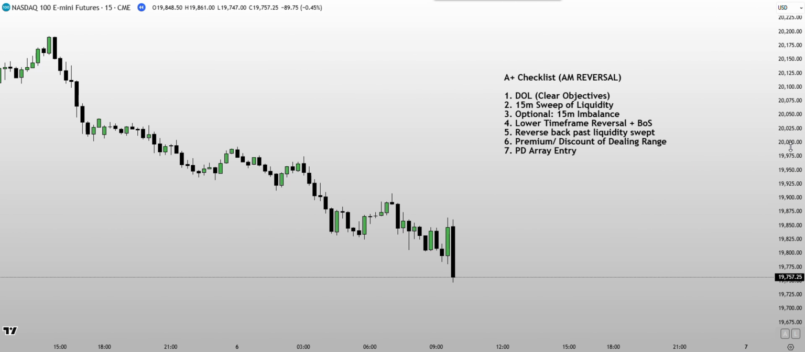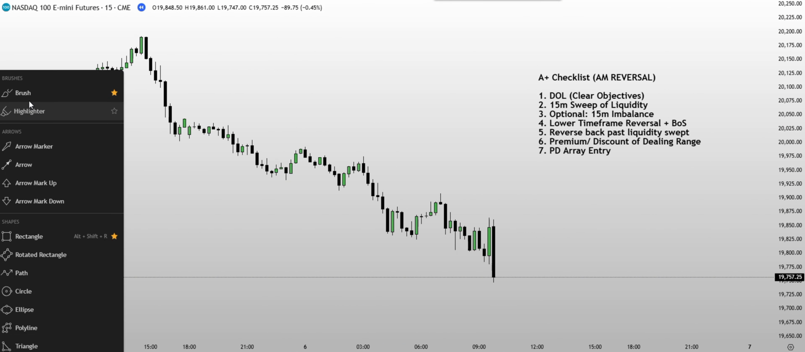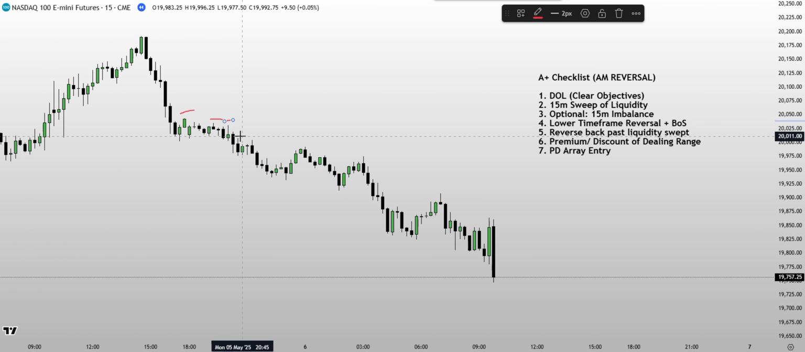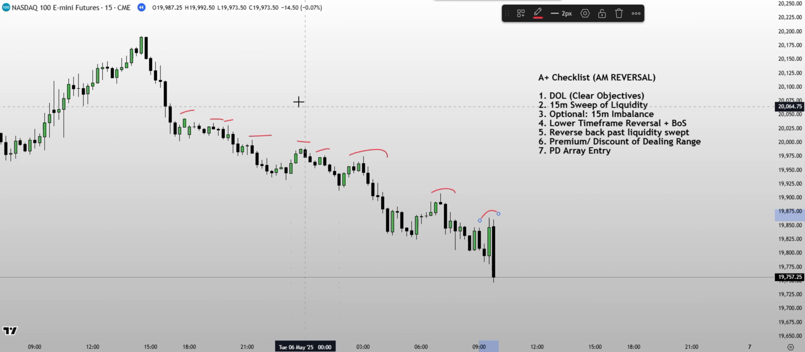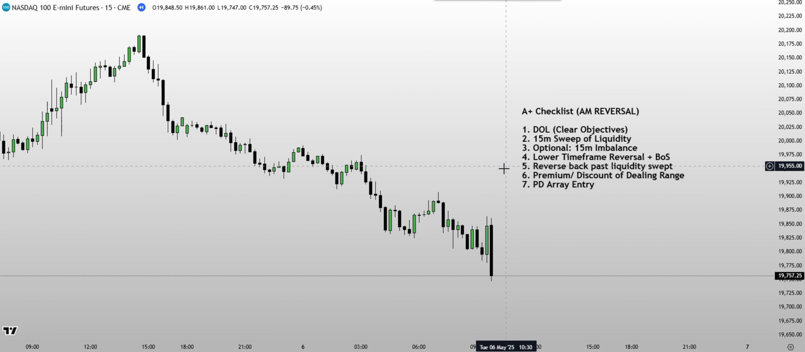All right, so here's the final example of the AM reversal model in action following this A+ checklist. So number 1, what are we clearly seeing here? Price is taking lows and leaving all kinds of highs behind. 1, 2, 3, 4, 5, 6, 7, 8, 9, 10. 10 highs all left behind. So price clearly has liquidity to the upside that has been left behind, that price can most definitely gravitate towards. So yes, there are clear objectives to the upside.